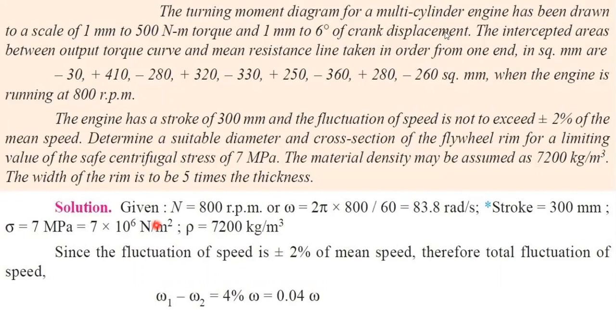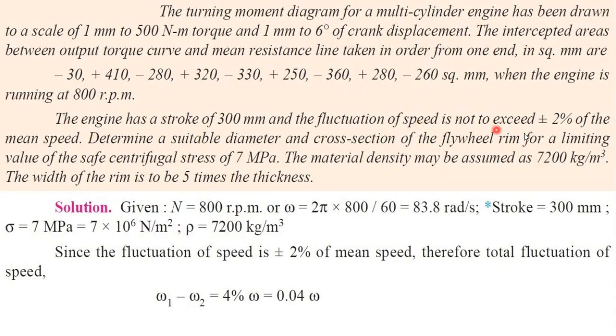the turning moment diagram for a multi-cylinder engine has been drawn with the scale of 1 millimeter to 500 Newton meter torque, and 1 millimeter to 600 degree crank displacement. So this is the scaling factor. The intercepted areas are given below in terms of square millimeter. So when the engine is running, these values we know, we can easily plot the diagram. The engine RPM is given, so N is equal to 800 RPM. We can calculate the value of omega, angular velocity, as 2 pi n by 60.